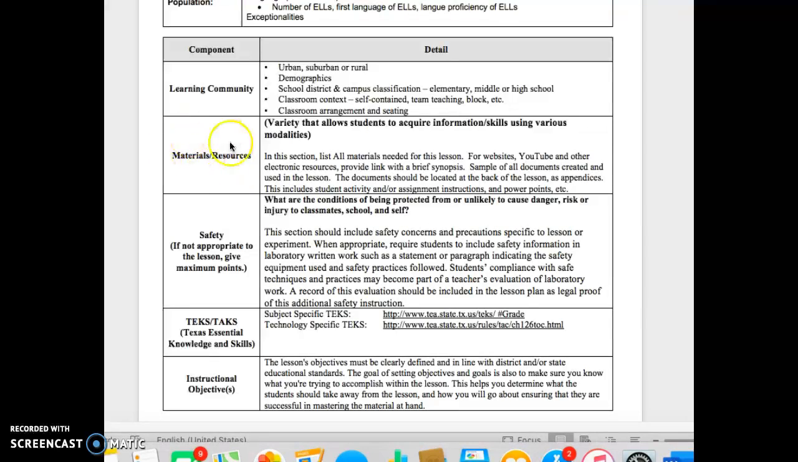Also, you're going to note the materials needed. So it says that in this section, you're supposed to list all the materials needed for this lesson. For example, you can put any website that you may need as resources, YouTube videos, perhaps other electronic resources. You can also provide a link with a little brief synopsis. And you also want a sample of all of the documents created and used in the lesson. The documents should be located at the back of the lesson as appendices. This includes student activity and or any assignment instructions in PowerPoints.